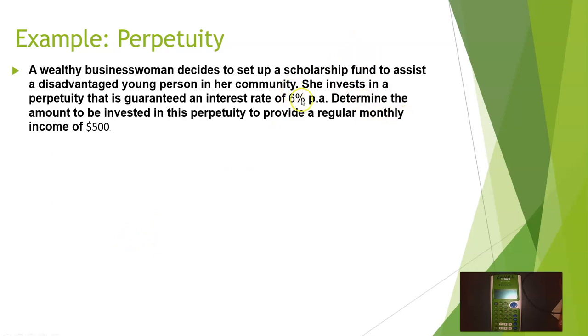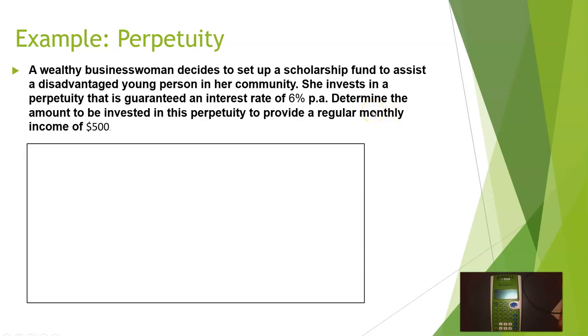So we know 6% per annum, but we need to work it out monthly. Let's write down the information we know. Interest rate, 6% as a decimal is 0.06. But it's compounding monthly, so the decimal monthly compounding period is 0.005. Our M value is $500 per month, and we need to work out how much money she needs to invest.